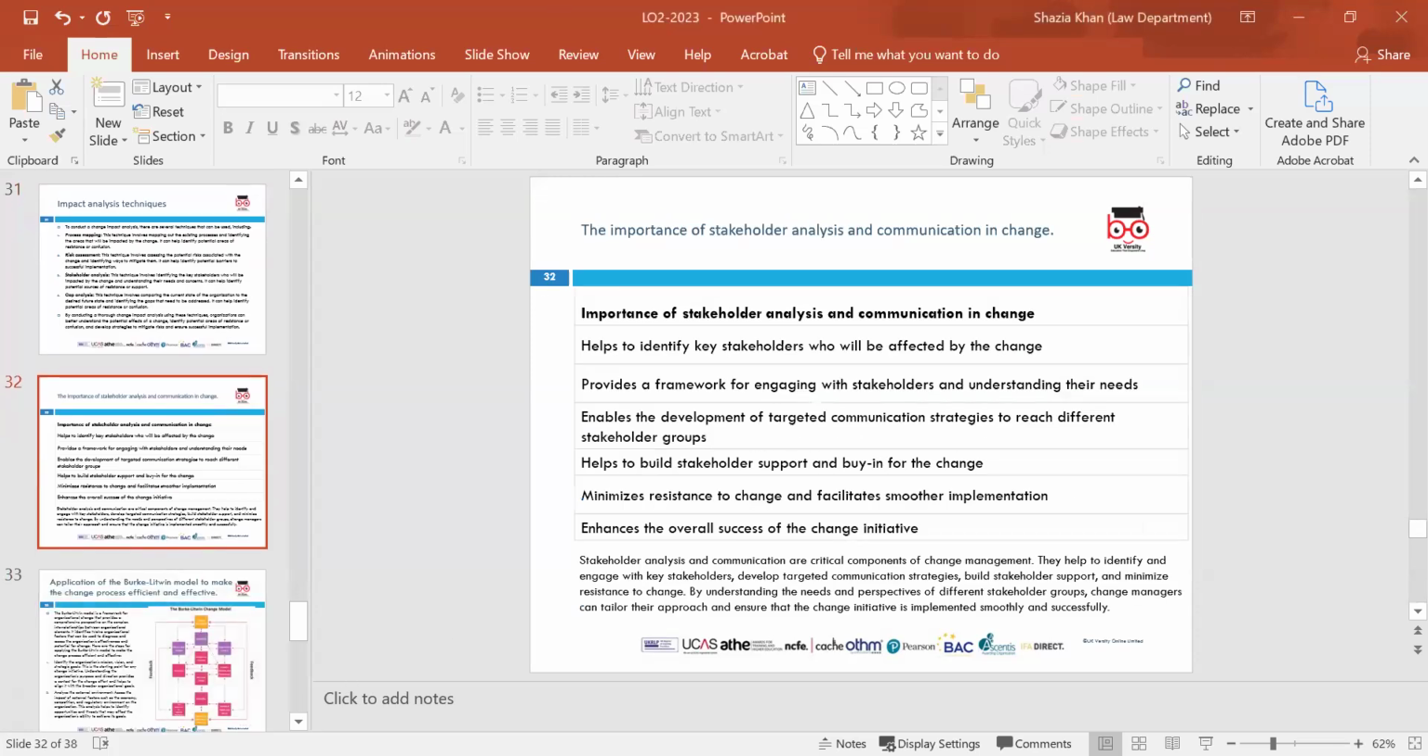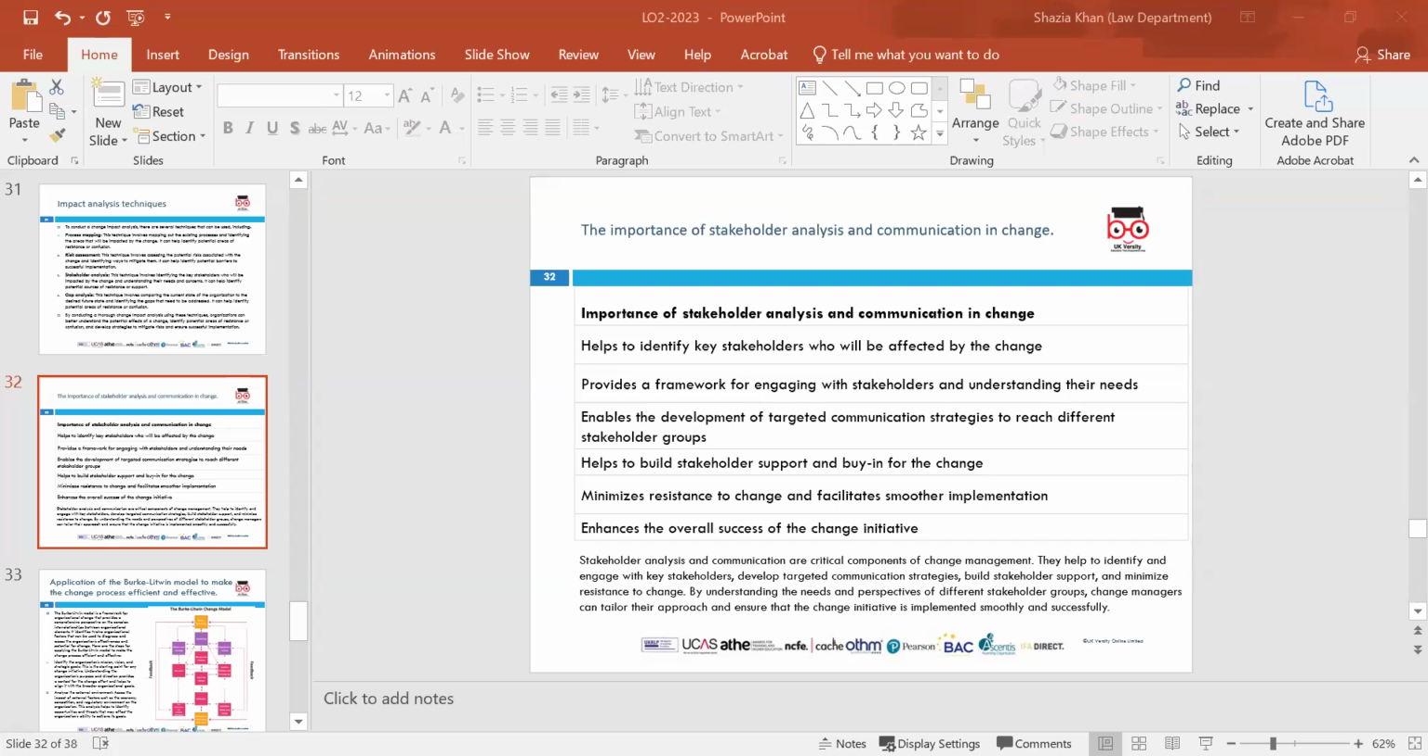The importance of stakeholder analysis and communication in change. Why do you think stakeholders are so important within an organization? Stakeholders, why do you think they're so important within an organization? To bring funds. To bring money into the business. Yeah, to bring the money.